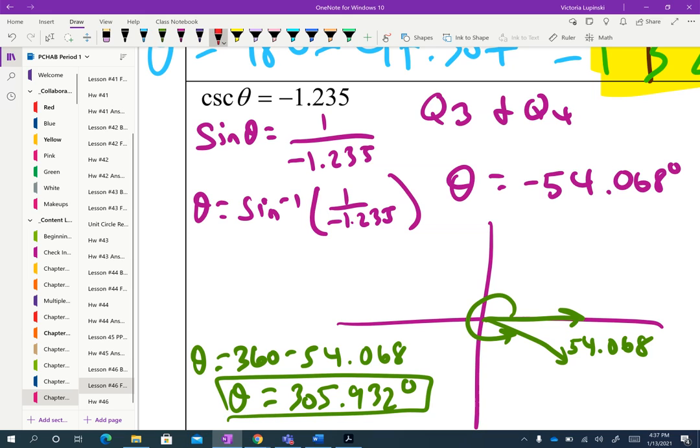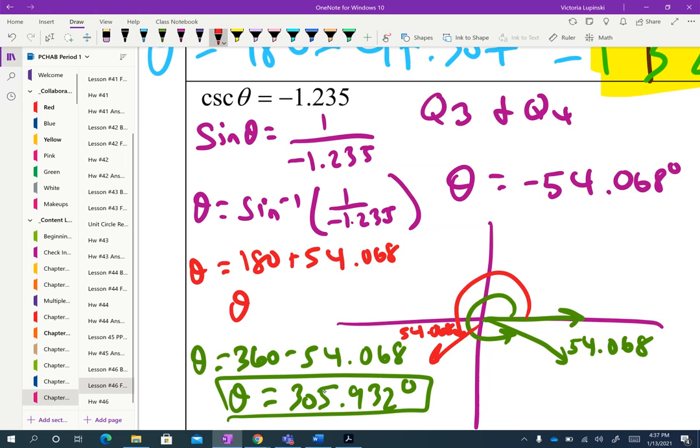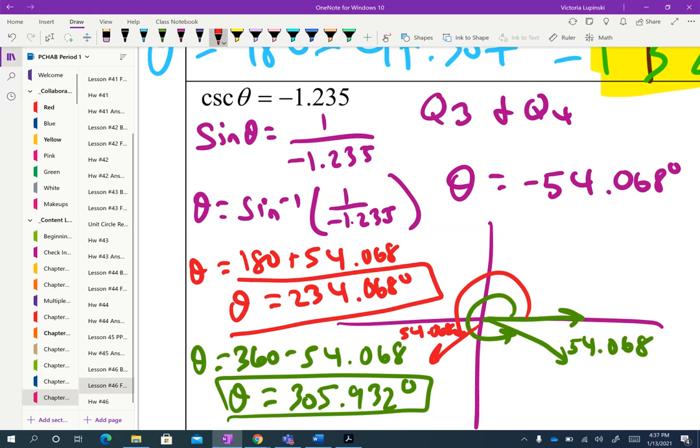The second answer has to be in quadrant 3. What I know for sure about the answer in quadrant 3 is that whatever angle I turn through, it has to have the same reference angle, 54.068. So how am I going to find this angle in the third quadrant? Well, I'm going to take the 180, which is the horizontal, and then I have to add 54.068. So my second answer to this question is 234.068 degrees. And again, there should always be 2 answers in total. Here's number 1, and here's number 2.